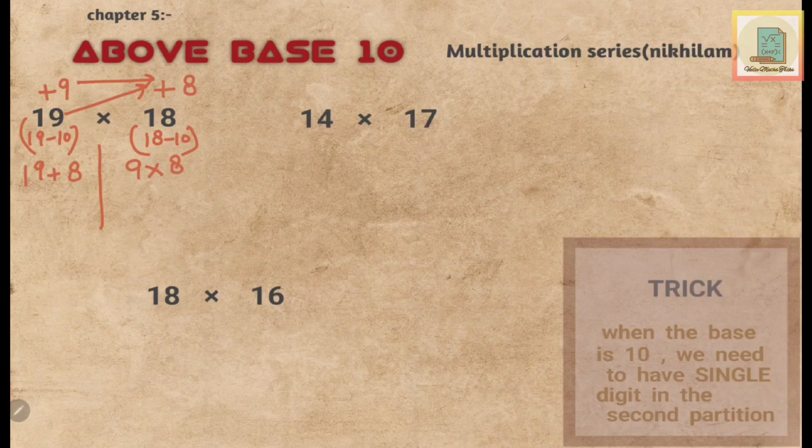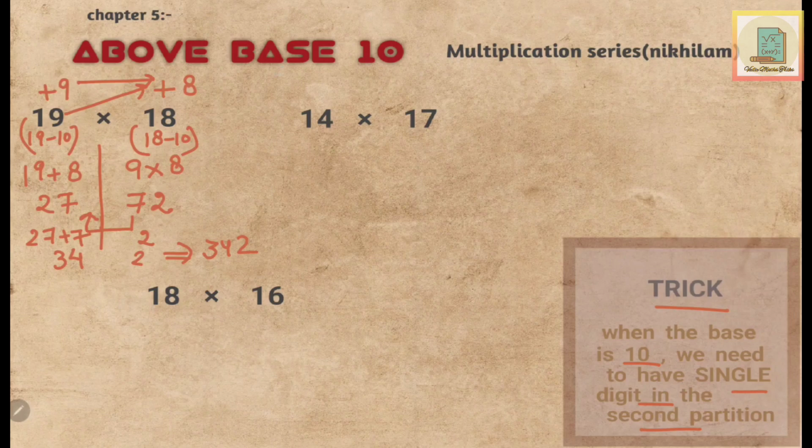So 19 plus 8 gives you 27 in the first partition, and 9 multiplied by 8 gives you 72 in the second partition. Since the base is 10, we need to have single digit in the second partition. So this 7 will go and add up over here. So 27 plus 7, and in the second partition we get 2. So 27 plus 7 gives you 34, and here 2. So the answer is 342.